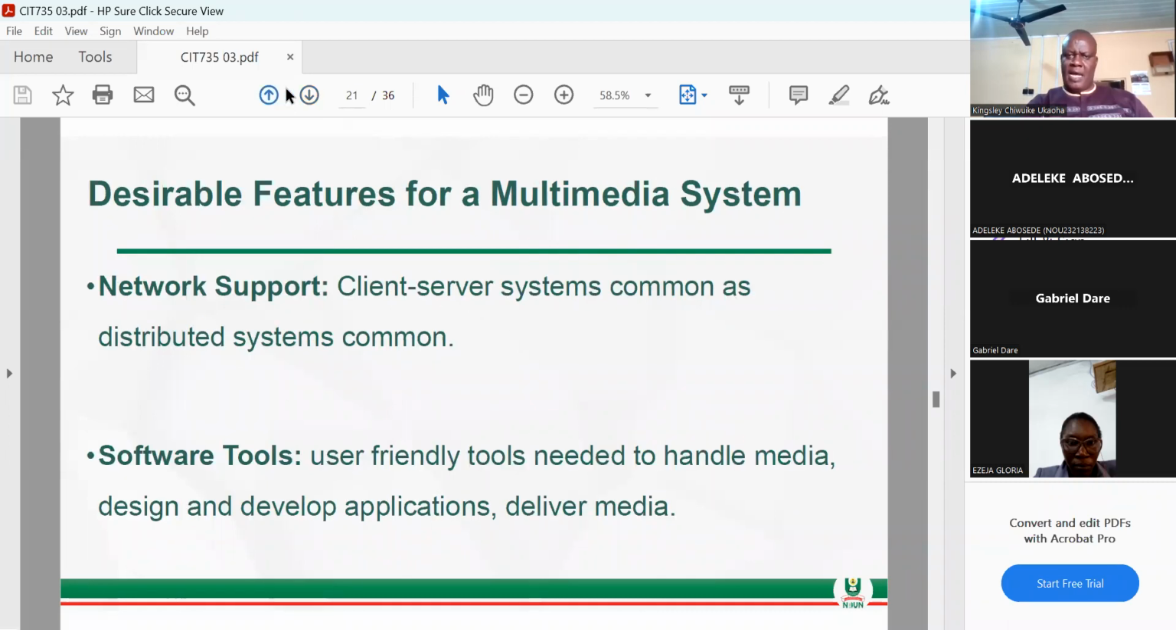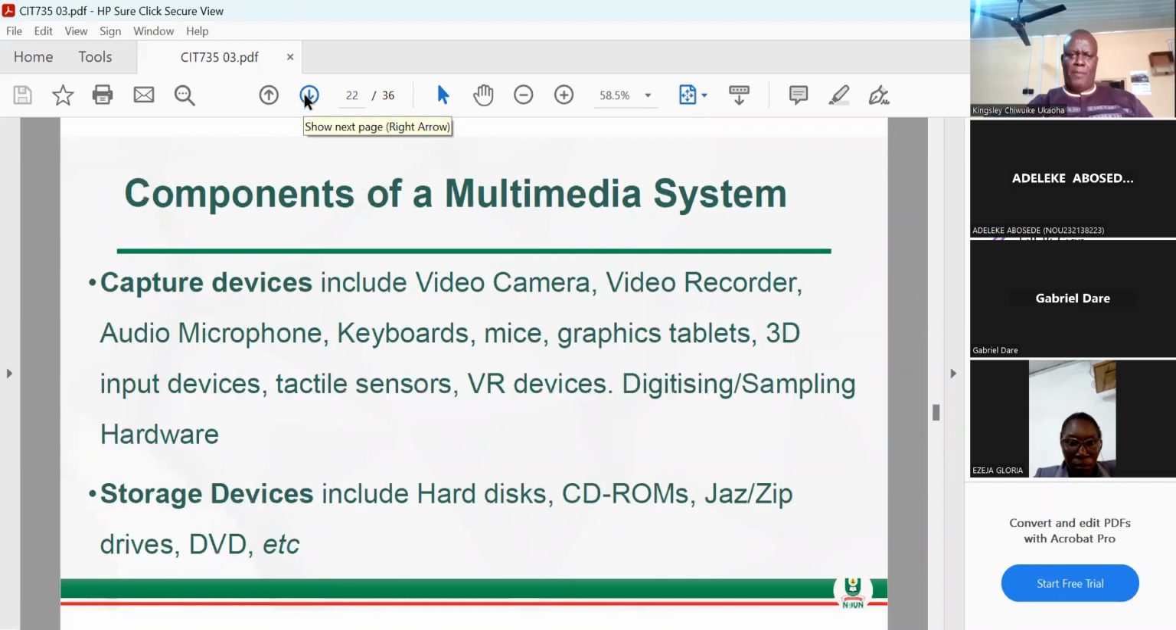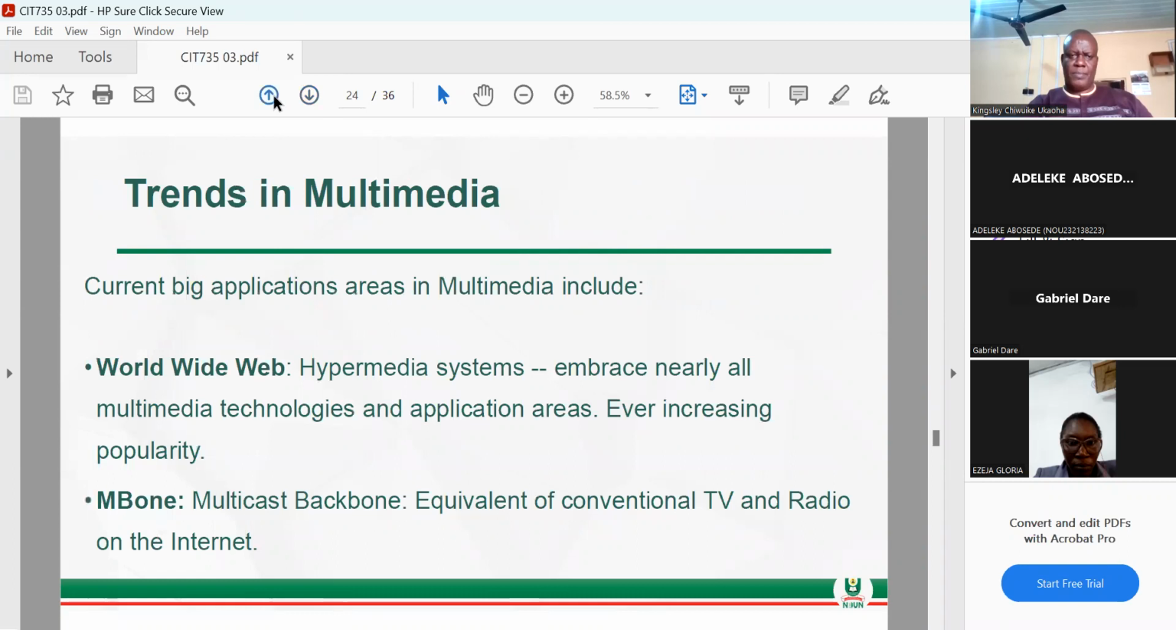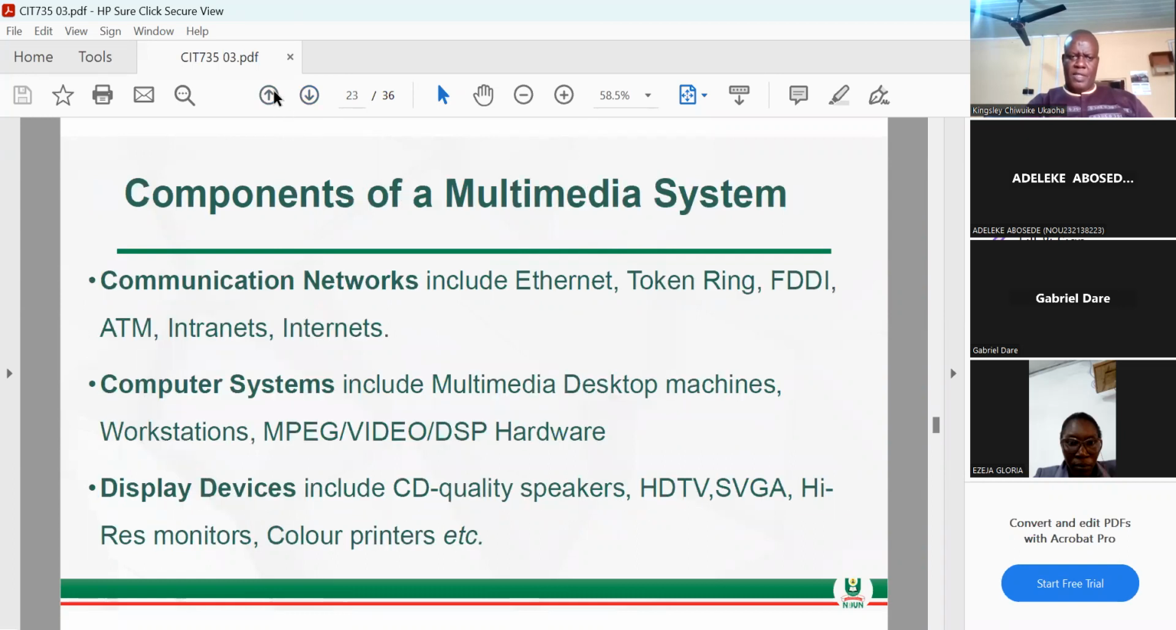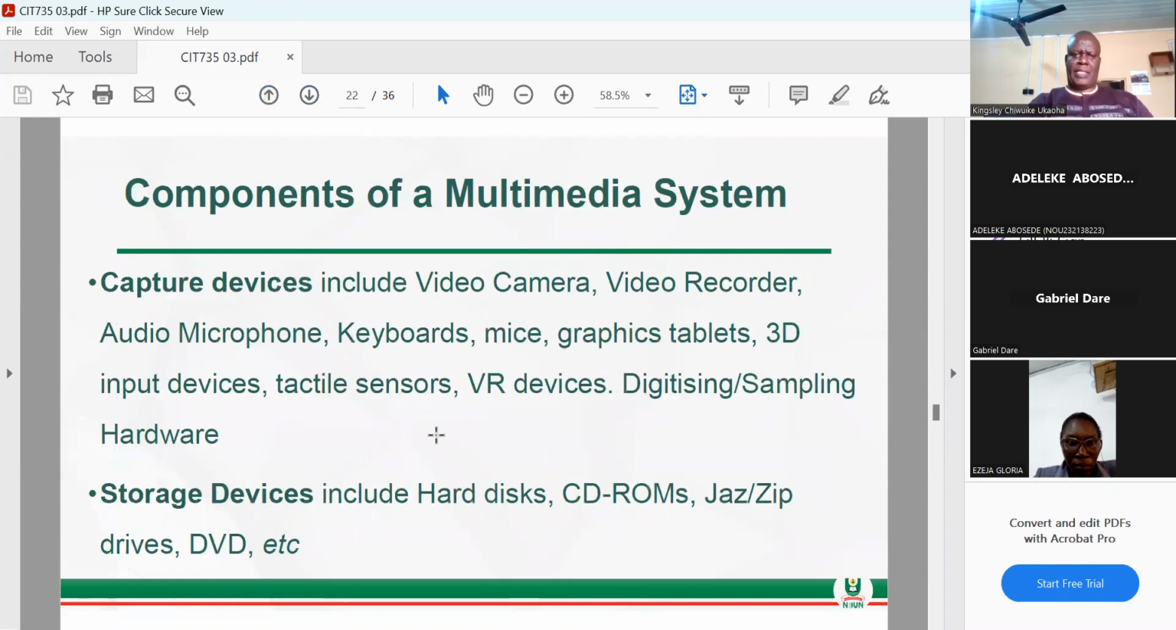Then we continue with components of a multimedia system. The components here are capture devices, which include video camera, video recorder, audio microphone, keyboard, mouse, graphics tablet, 3D input devices, and tactile sensors. The one that senses your hand when you touch it, like the touch screen on your Android phone, is what you call a tactile sensor.